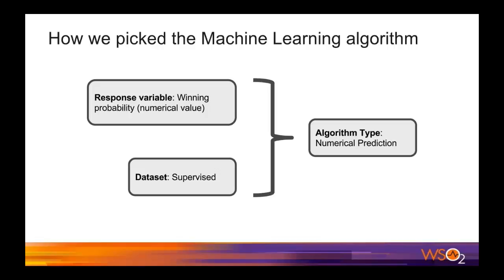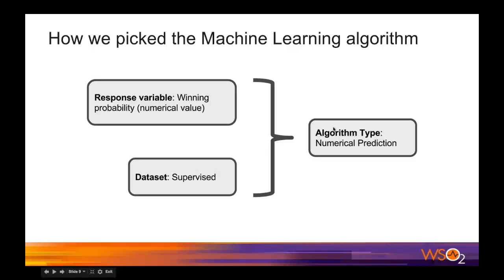As you already know, what we're going to predict is the winning probability, and it's a numerical value. The data set that we're going to use is a supervised data set. What that means is we know the winning probabilities based on offensive strength and defensive strength for a set of teams, and also for the past few years.